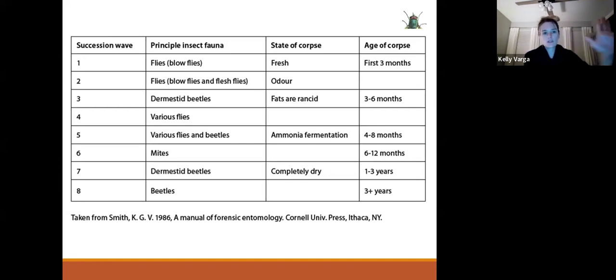Okay, so this up till now kind of shows you, I thought this was a nice stopping point. I put this also in chapter 7, but again, here are the different waves of succession and when things are coming in. So the very first succession wave is going to be blowflies. We've talked extensively about that. After that, we tend to see that it moves towards flesh flies, beetles, maybe other flies and beetles, mites, beetles, right? And again, it's aligned with the different stages of the corpse.